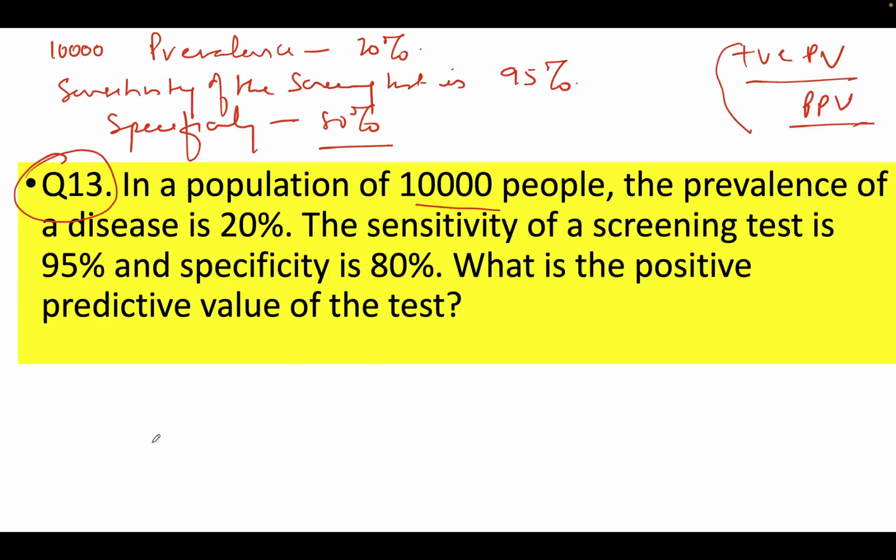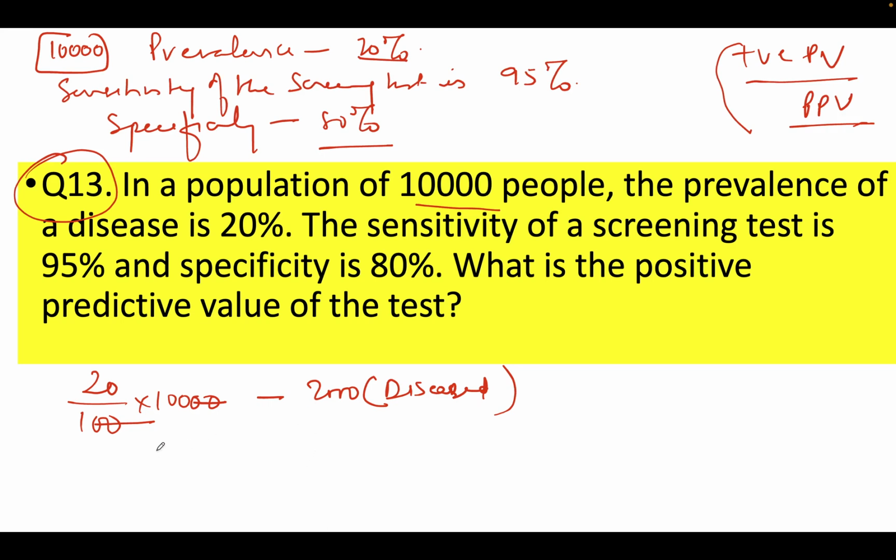Before this, let's make the 2 by 2 table for proper understanding. The population is 10,000, prevalence is 20%. So 20% of 10,000 will definitely be suffering from disease. These are people who are diseased, and so in 10,000, 2,000 people are diseased. So 10,000 minus 2,000, 8,000 is my not diseased population, right? So I know my diseased now, I know my not diseased now. I know sensitivity is 95%, specificity is 80%. Now let's make the 2 by 2 table.